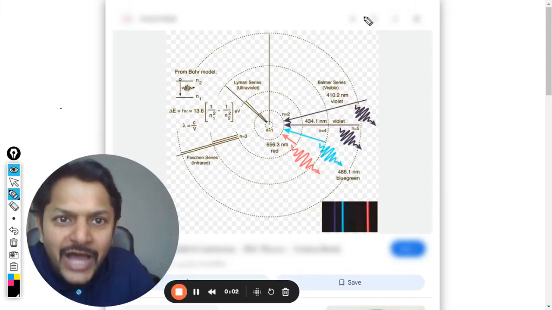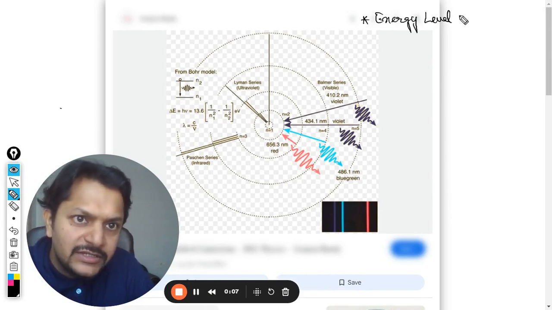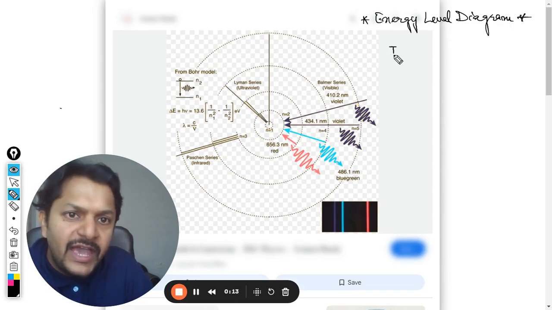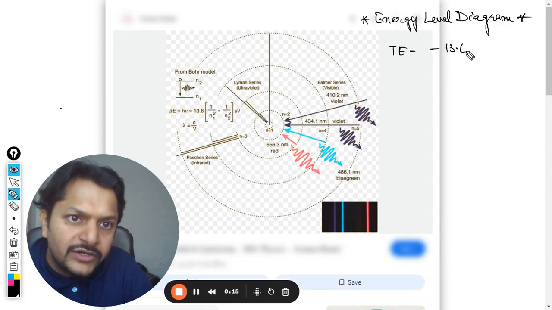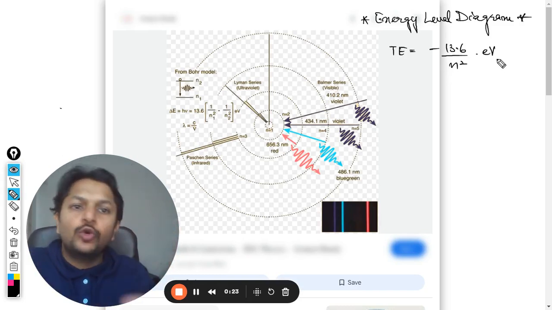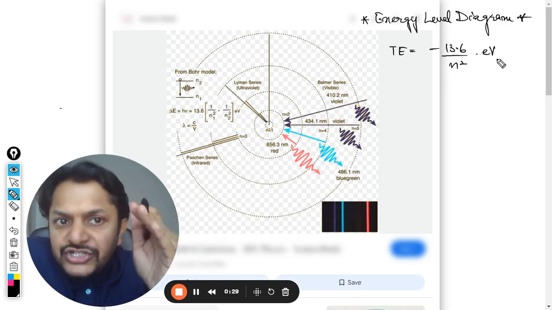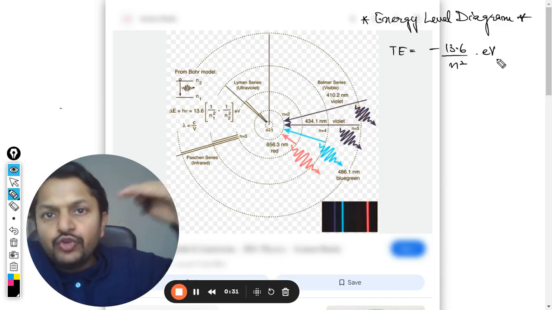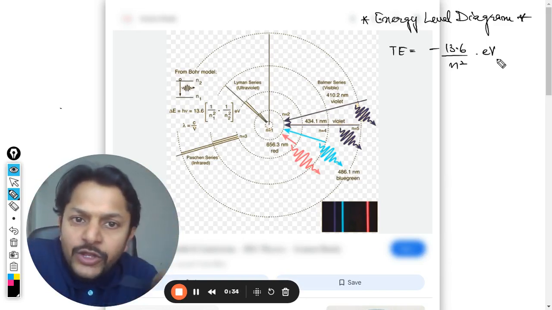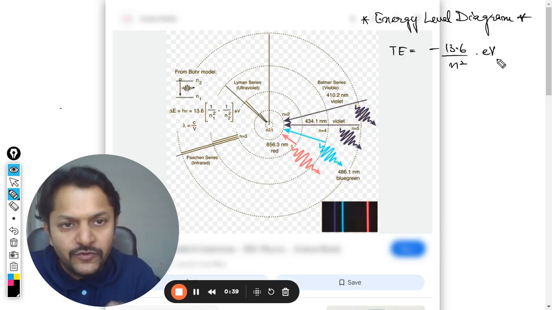Okay, dear students, so now we're moving to the topic known as the energy level diagram. We have the expression for the total energy, which is 13.6 divided by n square eV. The unit is electron volt, it is not joule. This is the total energy, and in the case of hydrogen, we are going to find the energies of each level like E1, E2, E3, E4, E5, and then we are going to learn about the various transitions. So this topic is very important.